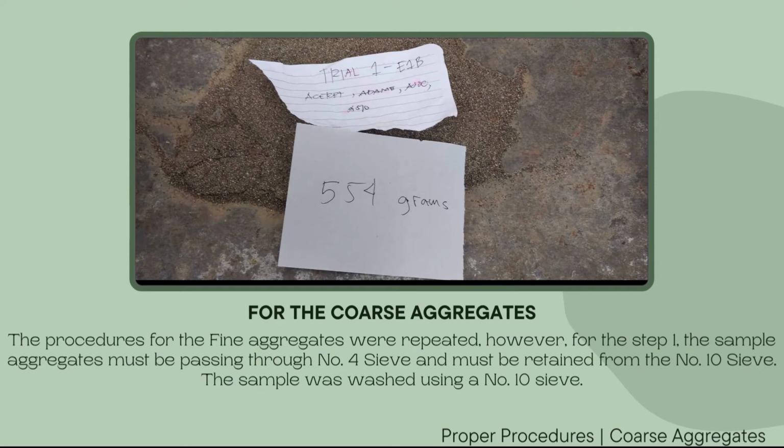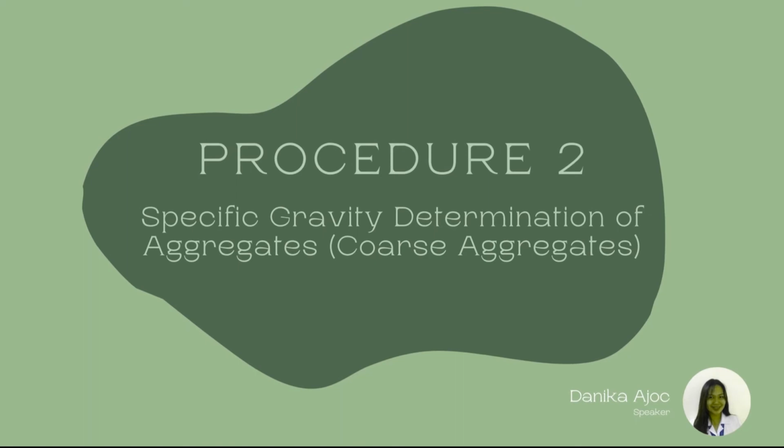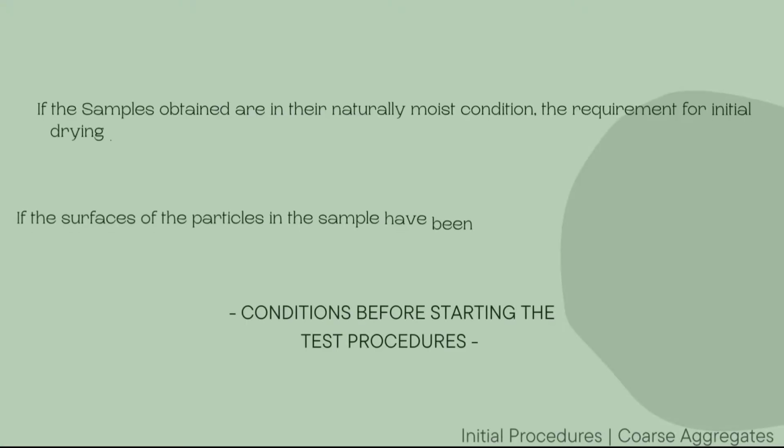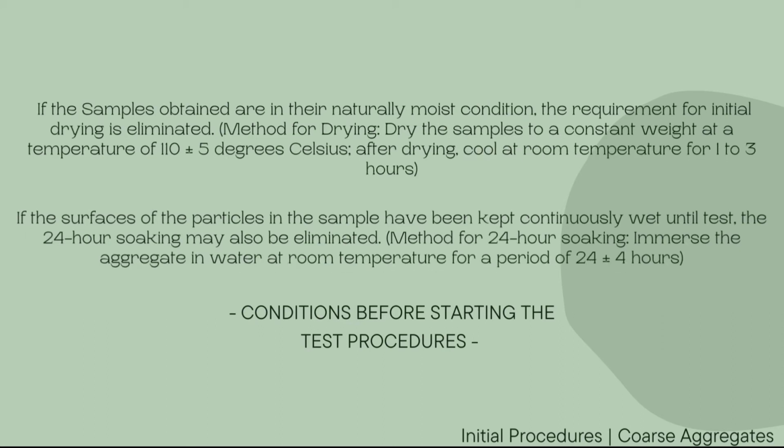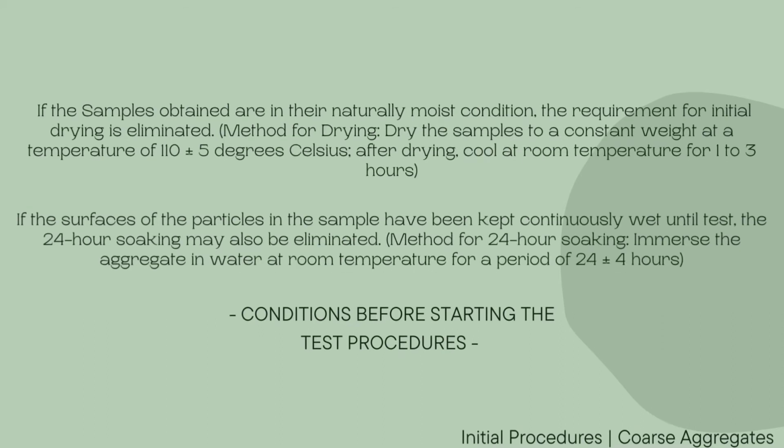Now, let's proceed to test procedure 2 for the coarse aggregates. The procedures for the fine aggregates were repeated. However, for step 1, the sample aggregates must pass through the number 4 sieve and must be retained on the number 10 sieve. The sample was washed using a number 10 sieve.